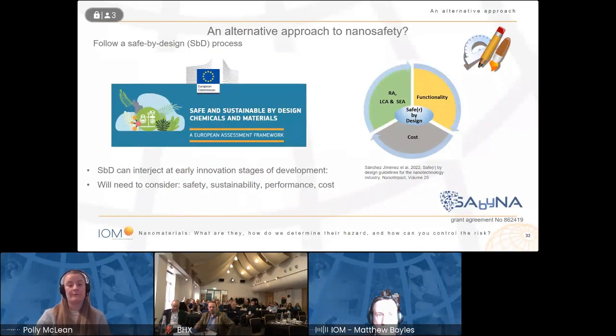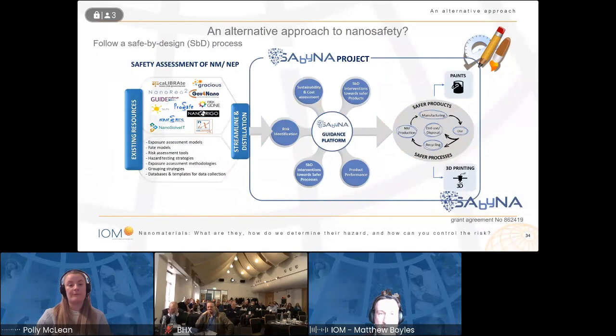And we're involved in a few research projects that are helping to develop platforms that allow industries to use this effectively. This is one of our projects called Sabina, where we plan to set up an e-infrastructure that helps you with risk identification. It helps you to establish sustainability and cost impacts, and it allows you to have mindful interventions. So if there's a potential hazard, or a potential for high exposure or high release, it gives you interventions that prevent this from occurring. This is currently targeted at the paints industry and the 3D printing industries.